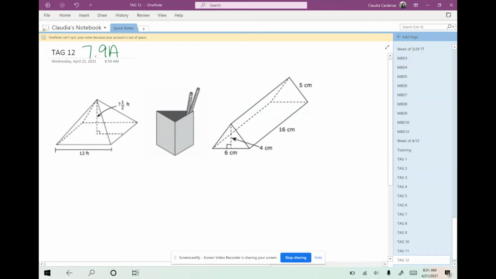Today we're reviewing the skill of calculating the volume of pyramids, which is 7.9a, and this will be very similar to yesterday, but we need to make sure that we know how to identify pyramids. So of the shapes below, which ones are pyramids? 1, 2, or 3?